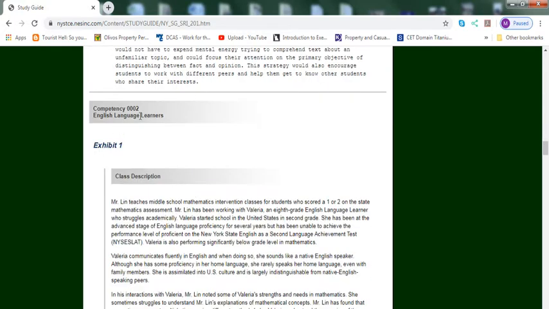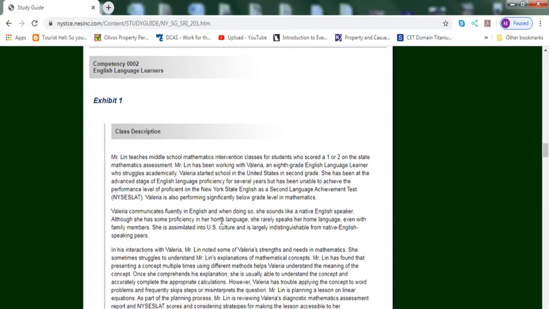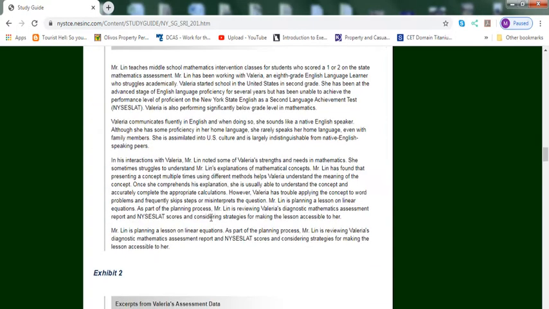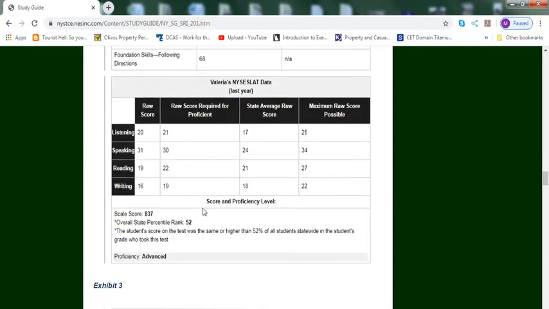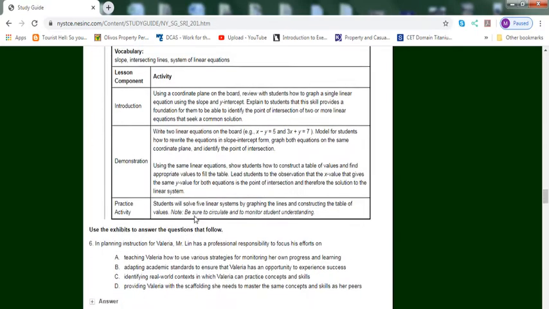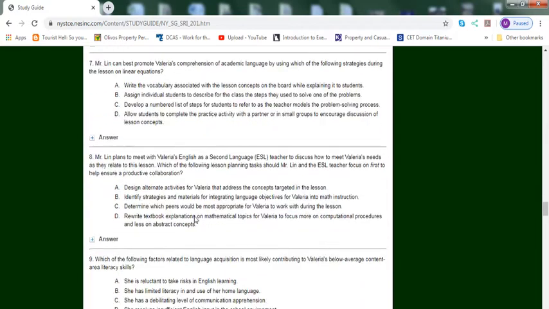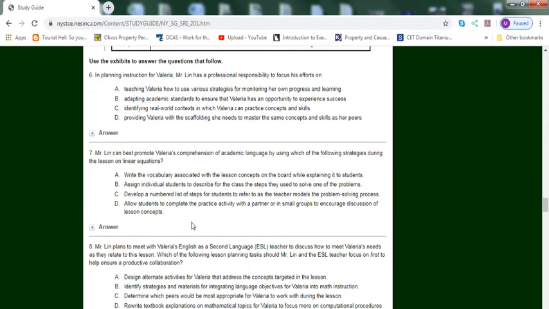This competency number 2 is going to be English language learner. The first one was about diversity. Second one is going to be English language learners. Again, Exhibit 1, they're going to give you a passage. Exhibit 2, there's going to be an assessment data. And obviously, you're always going to have a lesson plan in Exhibit number 3. Again, there are 4 questions related to these.